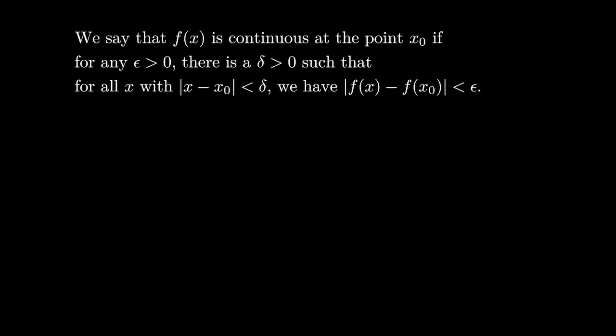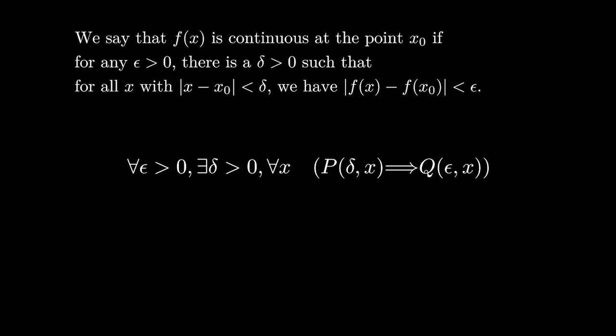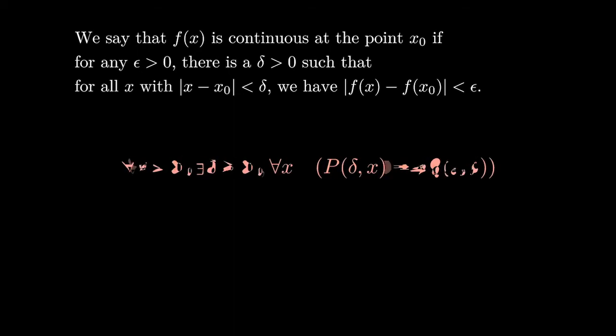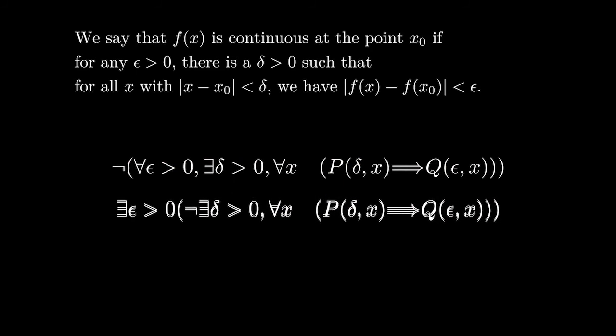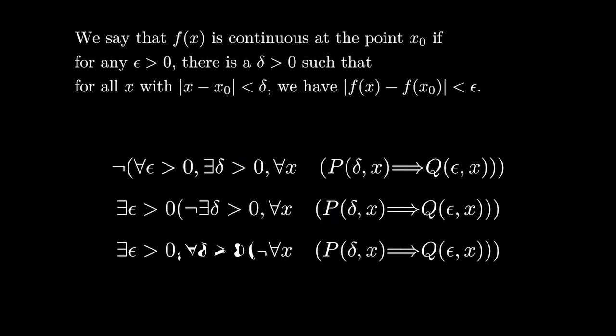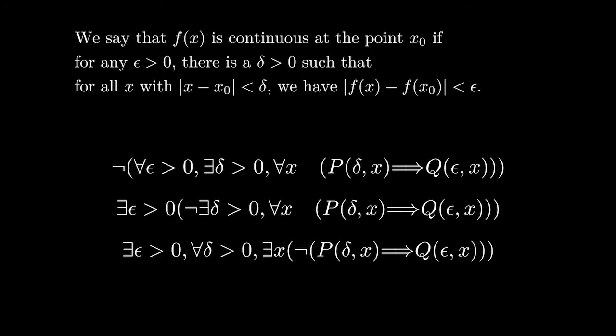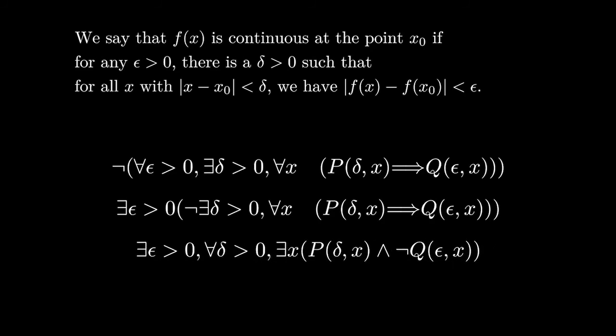For all epsilon greater than 0, there's a delta greater than 0. For all x greater than 0, p of delta x implies q of epsilon x. Now we can crank out this negation using 2 ideas. The first is that we can pass negations through quantifiers, as long as we remember to flip. And the second is that we can write p implies q as not p or q and apply one of De Morgan's laws.